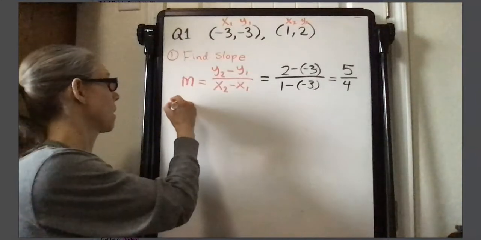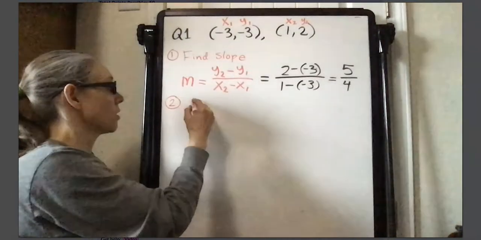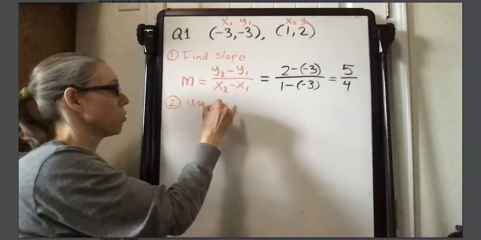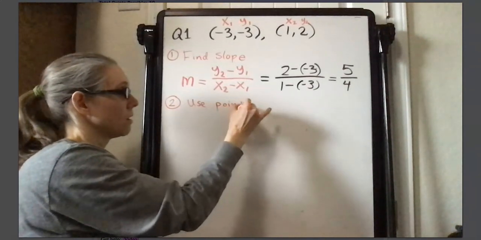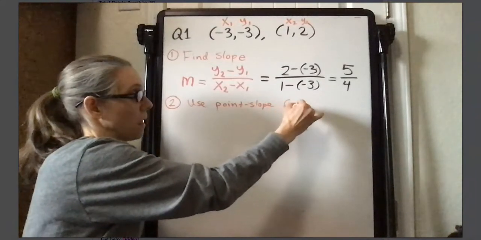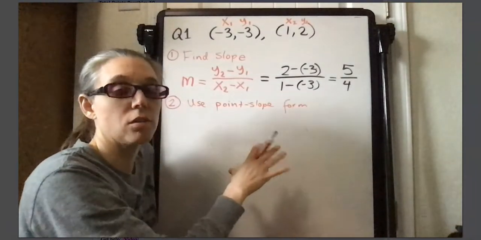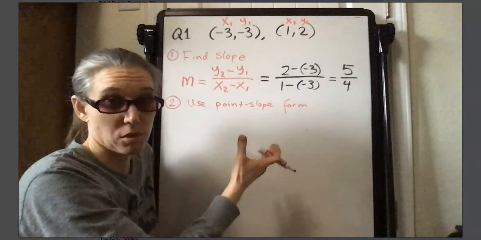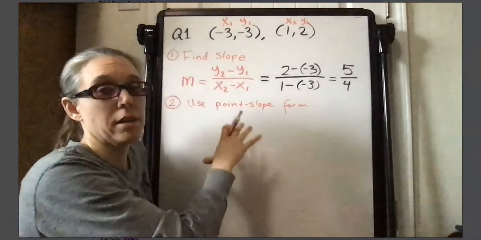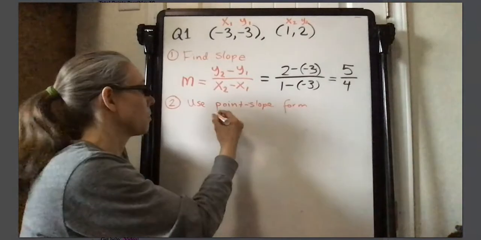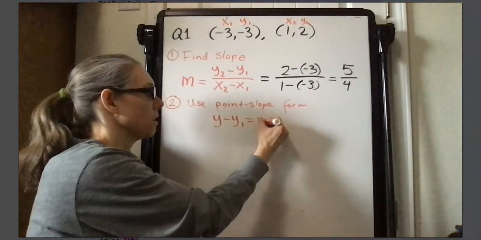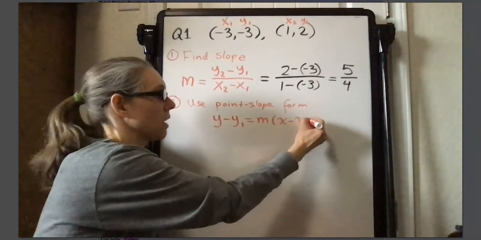Step 2 is you're going to use point slope form. Now you don't have to do it this way. If you want to use slope-intercept form and do a substitution and solve for b, you can. But this is a pretty straightforward method, okay? So 2, use point slope form, and you can have this in your notes. Y minus y sub 1 is equal to m times x minus x sub 1.